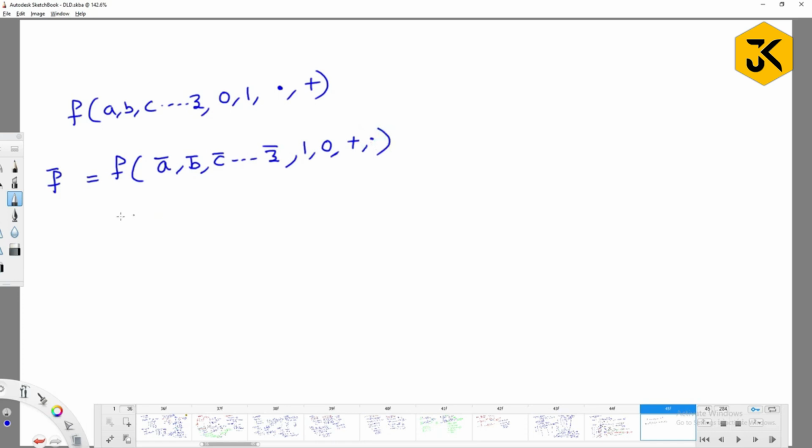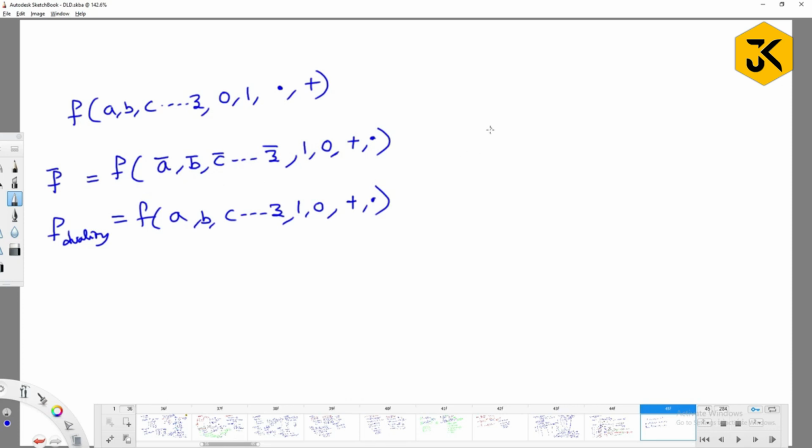And I have used one more word, function duality, where you are not going to change any variables, but you are going to change the constants 1, 0 and these operators. That is the difference between F duality and F complement.